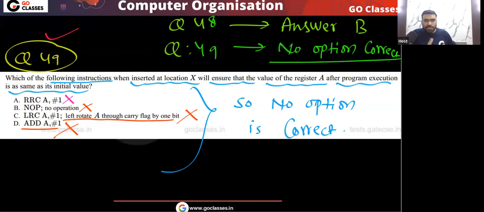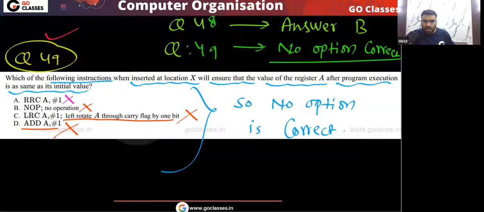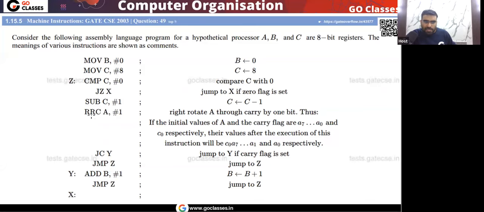Actually, let me tell you one thing. Where is the problem happening? The problem is happening because these instructions are affecting the carry flag. See, let me tell you where the problem is. The problem is like this.